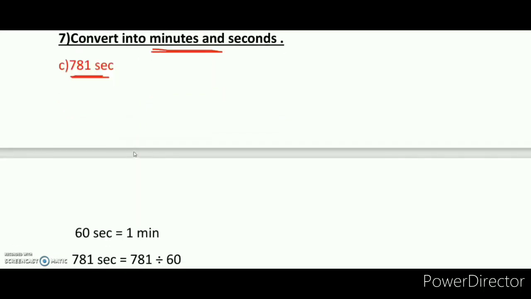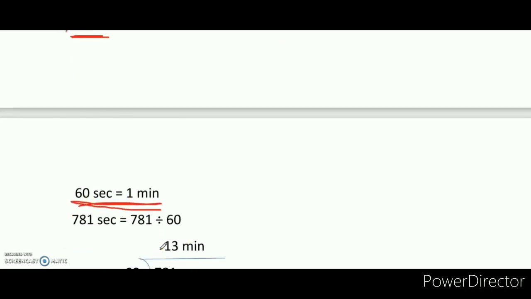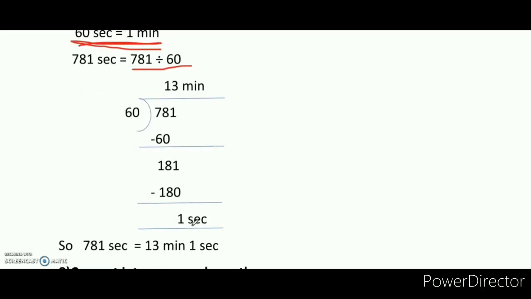Now what to divide? Let's see. We all know that 60 seconds is equal to 1 minute. Yes or no, children? 60 seconds is equal to 1 minute. So we will divide by 60. 781 divided by 60. After dividing, what did you get, children? We got 13 as quotient and 1 as remainder. So 13 minutes 1 second is the final answer.